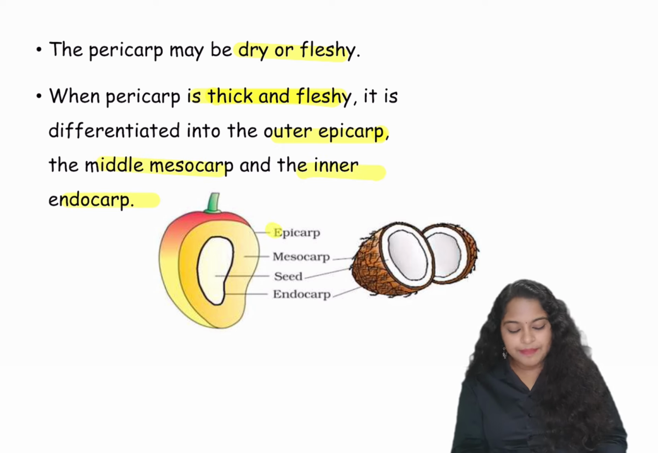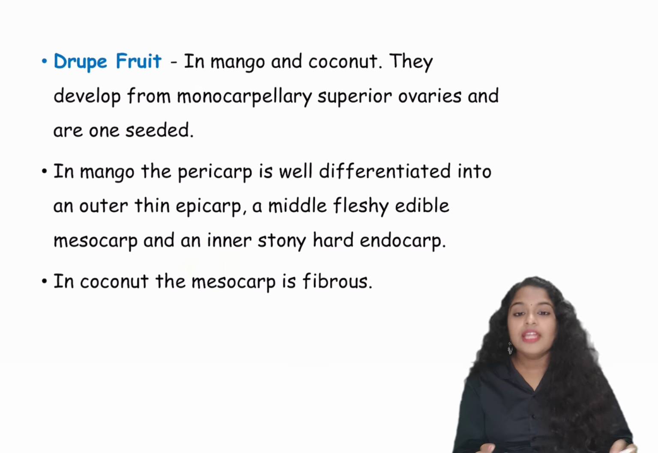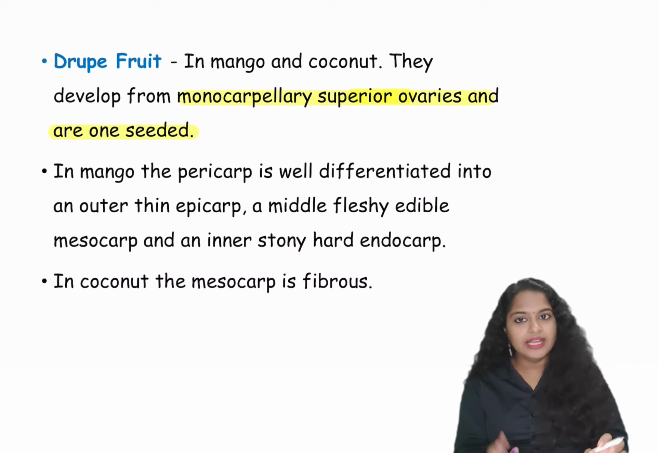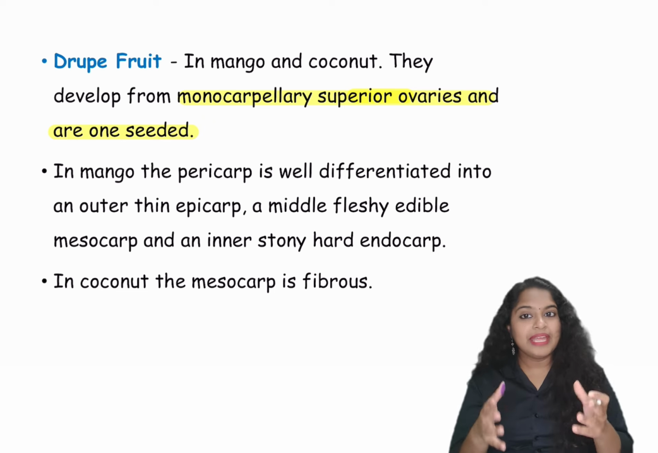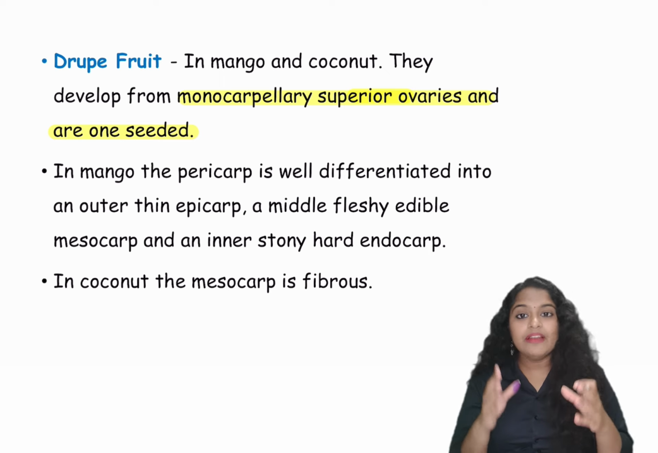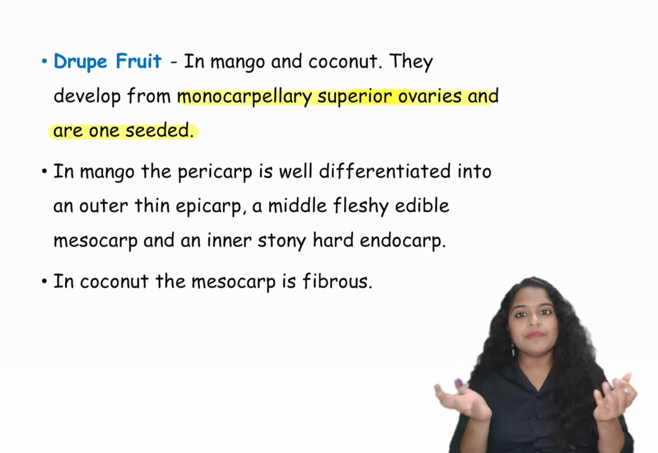So you can see here the epicarp, the outer one, the middle mesocarp and the inner seed is present, and just outside the seed you have the endocarp. Now what is a drupe? Drupes are produced from monocarpellary superior ovary and they have only one seed. Examples are mango and coconut. In mango, the pericarp is well differentiated into the outer epicarp, the middle fleshy and edible mesocarp and a hard stony endocarp. In coconut, the mesocarp is fibrous.